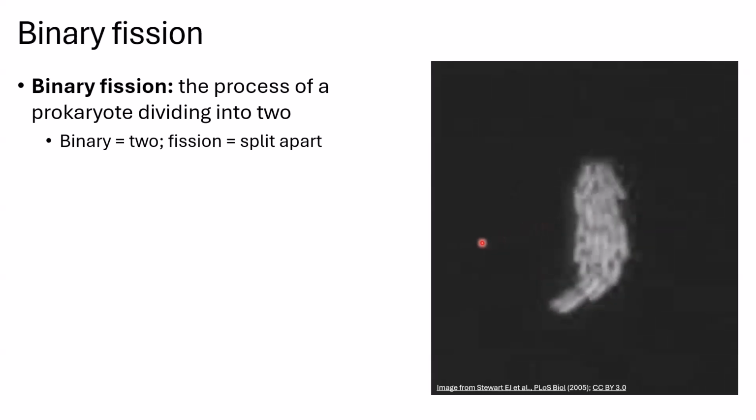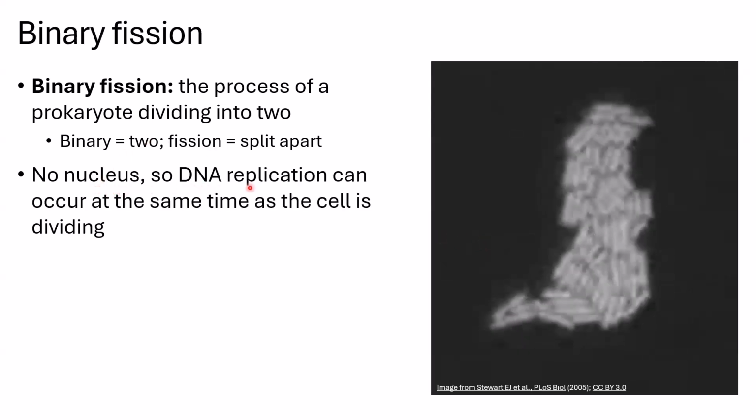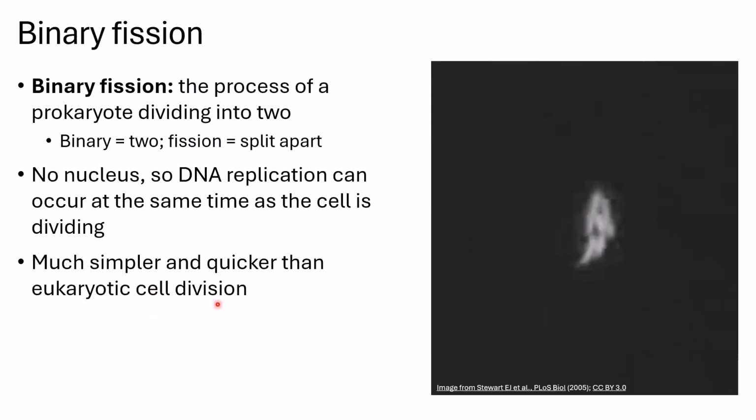Mitochondria and chloroplasts also divide this way. Since prokaryotes don't have a nucleus, DNA replication can occur along with cell division, making the process much simpler and quicker than eukaryotic cell division. In fact, some bacteria can divide every 20 minutes.